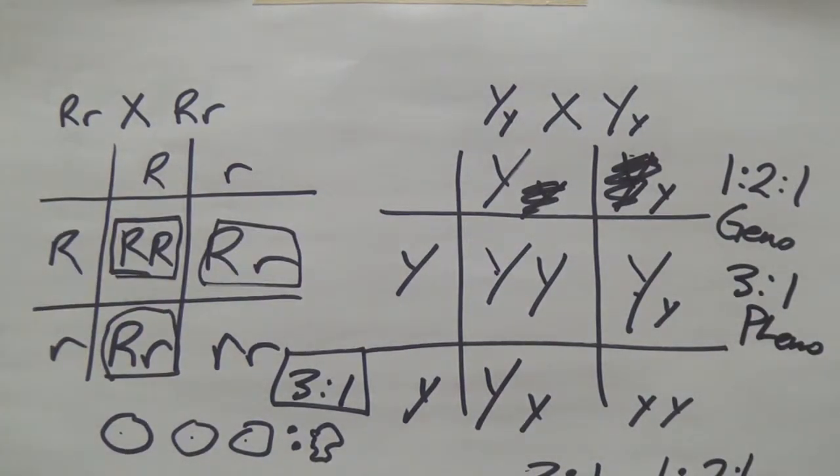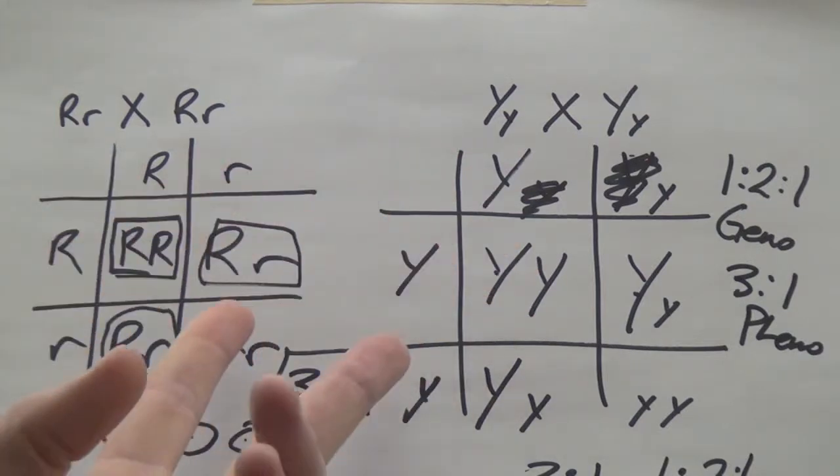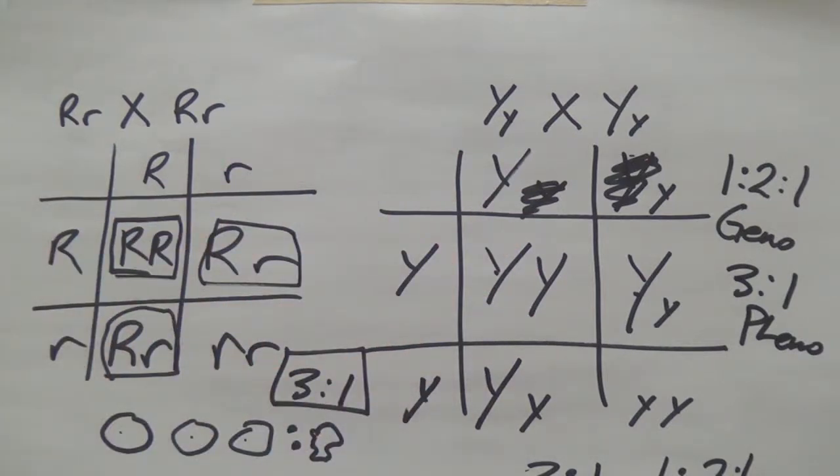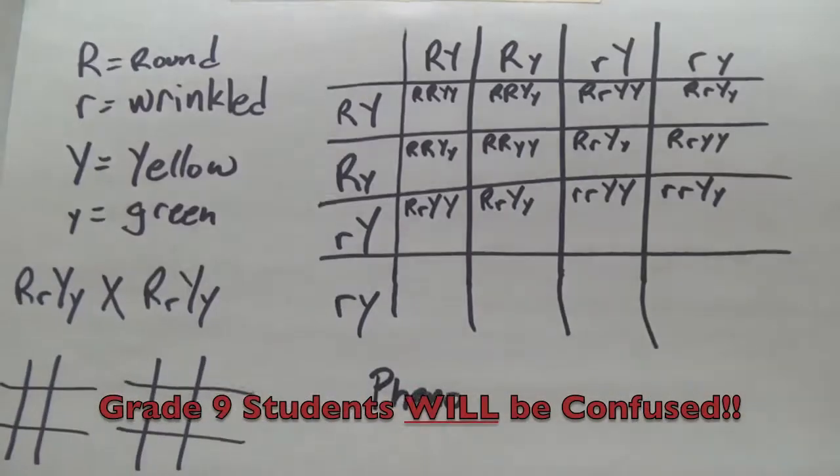Okay, that's how you do a Punnett square. It's very, very simple stuff, and all you have to do is just make up your own cross. Now here's what Mendel did. He was all like, all right, forget this, this is too easy. What would happen if we crossed a round yellow plant versus a round yellow plant, both heterozygous?